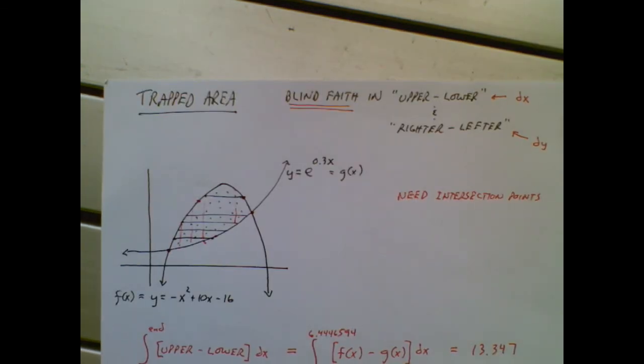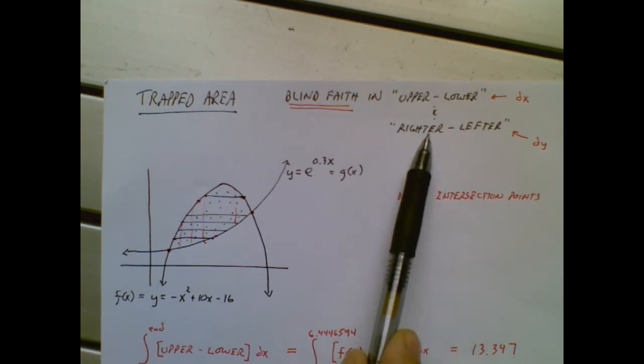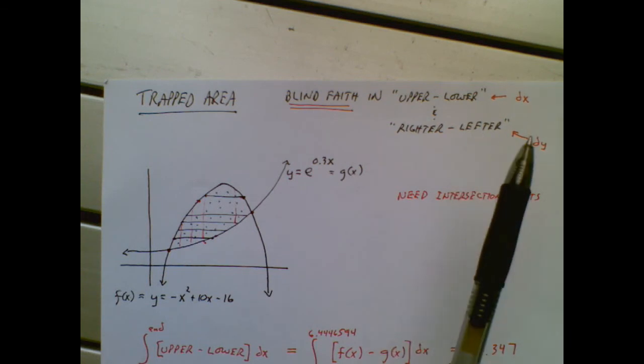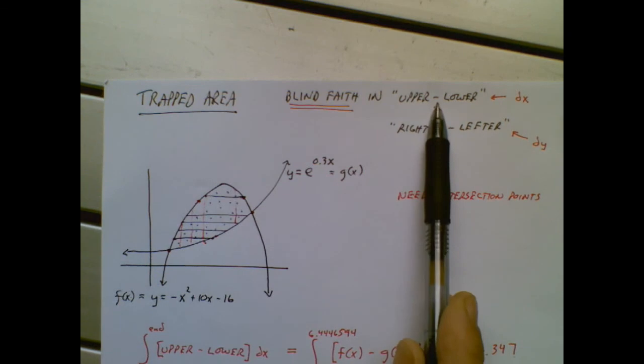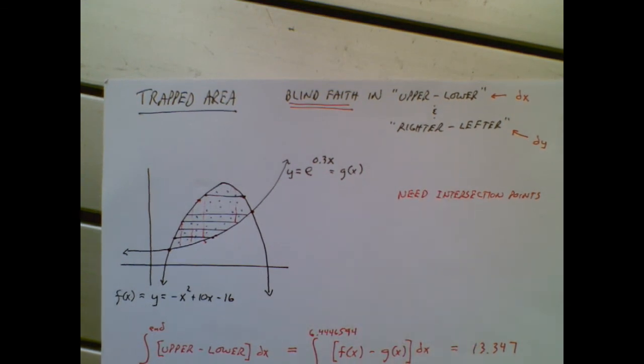So the key to these problems for you is just going to be to identify the region as either being an upper minus lower region or a righter minus lefter region. And in cases like the last example I showed you, either one would work. But there will be times that only this one works or only this one works. And you just proceed down that path. It doesn't matter where that region is located in the axes. Just have blind faith in that method.